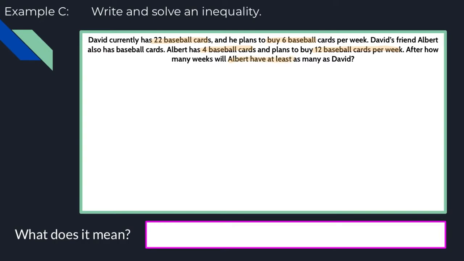So we have 2 people here that we're going to be comparing. One side is going to be David. One side of our inequality is going to be Albert. It's important to label these 2 sides so that you know what you're working with. So we're going to start by putting David on one side, and we'll have Albert on the other. Now, we know that David has 22 cards to start, so we're going to put his 22 here, and he's buying 6 cards per week, so we're going to add 6. We don't know how many weeks, so that's going to be our x.